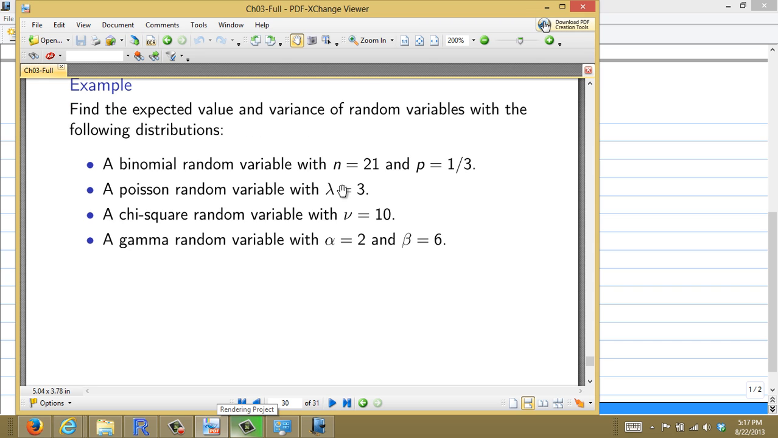So, related to that, let's find the expected value and variance of random variables with the following distributions. So a binomial random variable with n equal to 21 and p equal to 1/3, a Poisson random variable with lambda equal to 3, a chi-square random variable with nu equal to 10, and a gamma random variable with alpha equal to 2 and beta equals 6. So please pause this lecture and then pull out the table of common statistical distributions and see if you can answer these questions on your own.